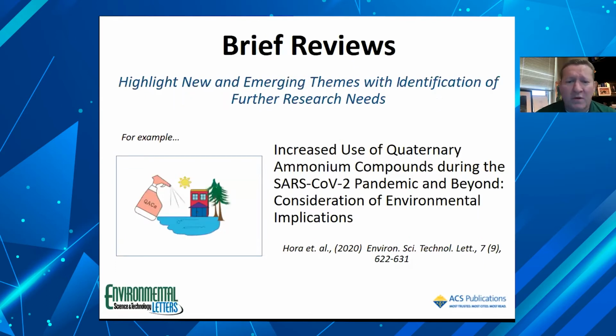Here's an example of a brief review that was published last year. As you know, the COVID-19 global pandemic has caused challenges for all of us. And so as part of our treatment, oftentimes compounds like quaternary ammonia substances are used in cleaning products. But what are the implications of the increased use of those types of cleaning products for the environment and even for people that may come in contact with them? An example of a recent brief review: timely, urgent, necessary.